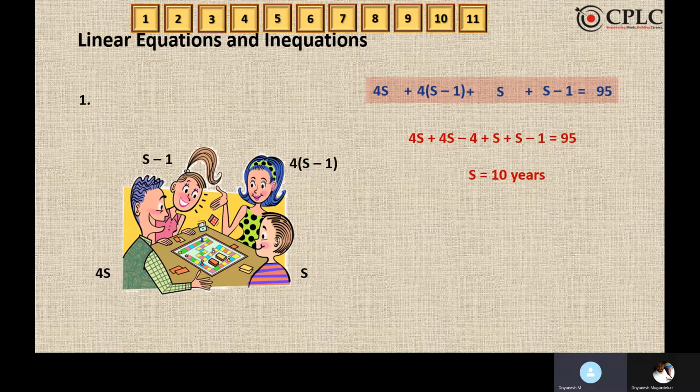If that part, father is elder than mother, would not have been given, then the answer would have been cannot be determined. But here they have mentioned it specifically, so we'll mark S as 10 years, because now we can find out the answer. So that is your first question.